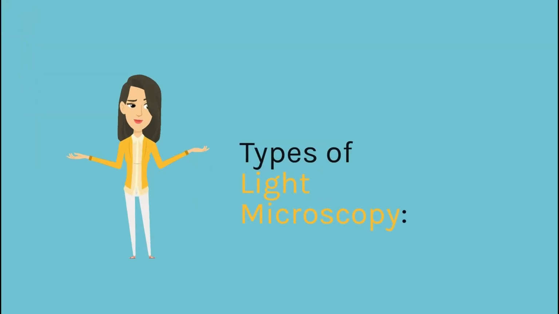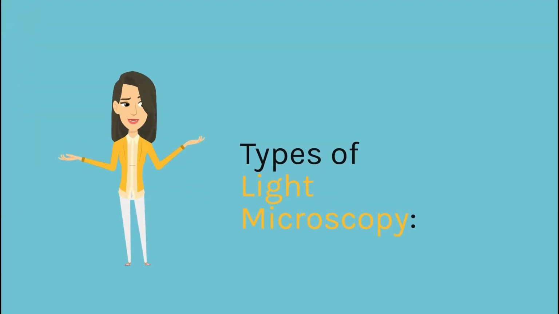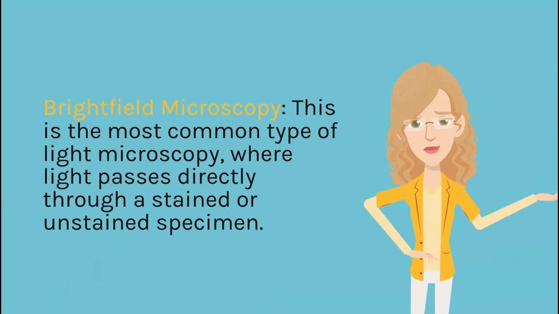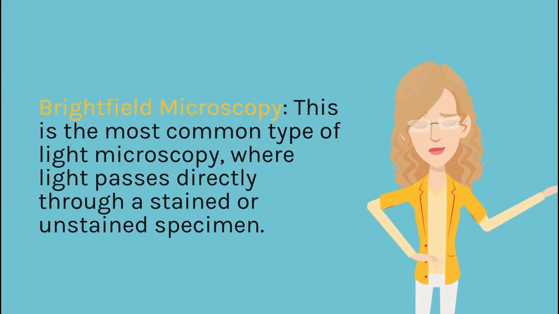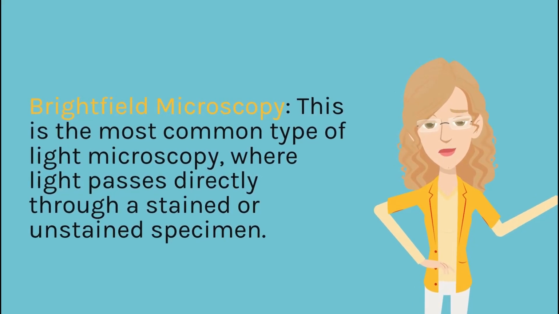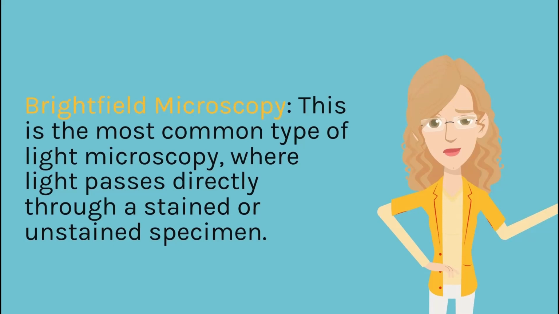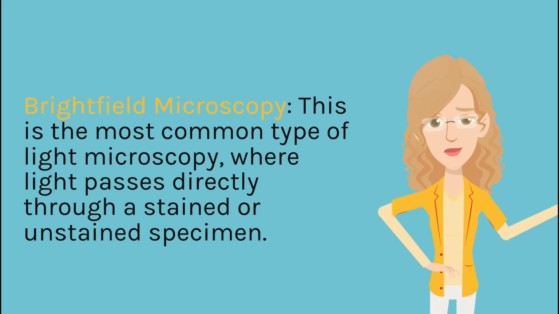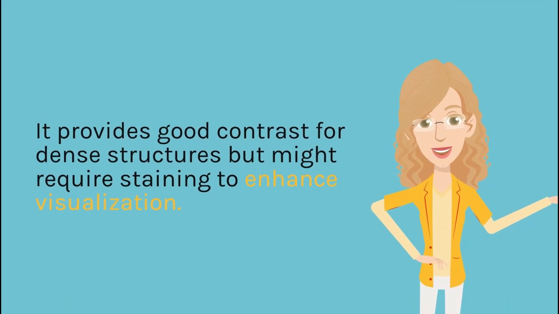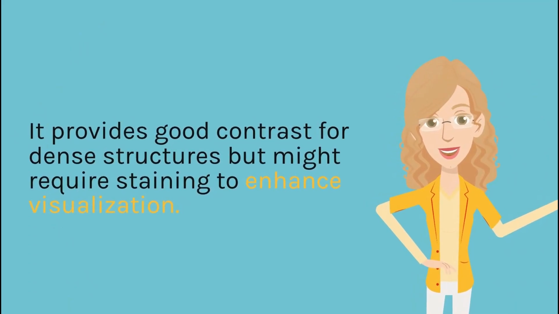Types of light microscopy. Brightfield microscopy. This is the most common type of light microscopy, where light passes directly through a stained or unstained specimen. It provides good contrast for dense structures but might require staining to enhance visualization.